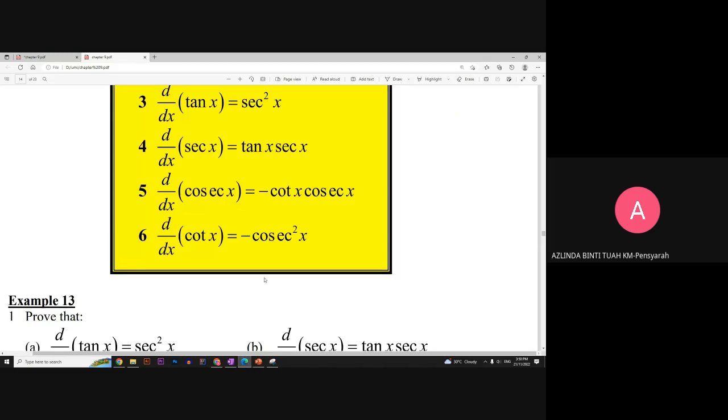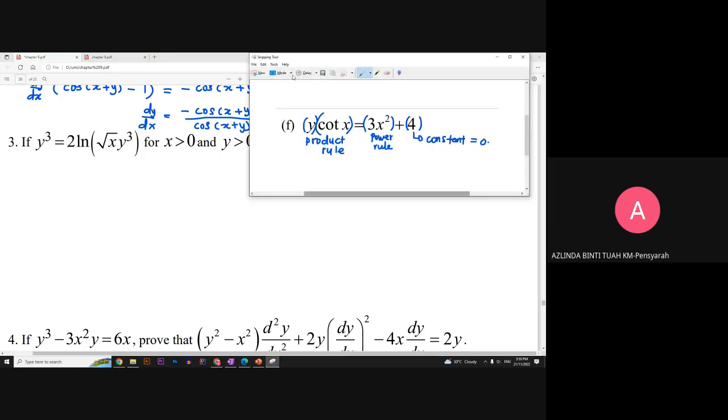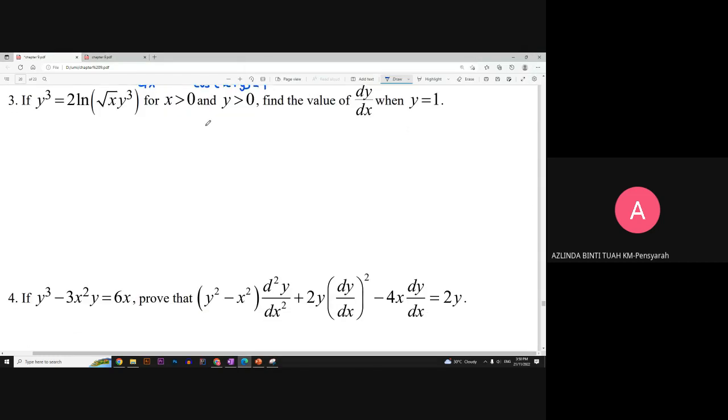Okay, 2 more examples. Example 3. This is a past year question that I took. If y cube equals 2 ln bracket sec x y cube for x greater than 0, y greater than 0. So this is just additional information to make this question valid. Because this question will be valid if x more than 0 and y more than 0, since there is ln here. Okay, ln of something must be greater than 0. Okay, find the value of dy per dx when y equals 1.